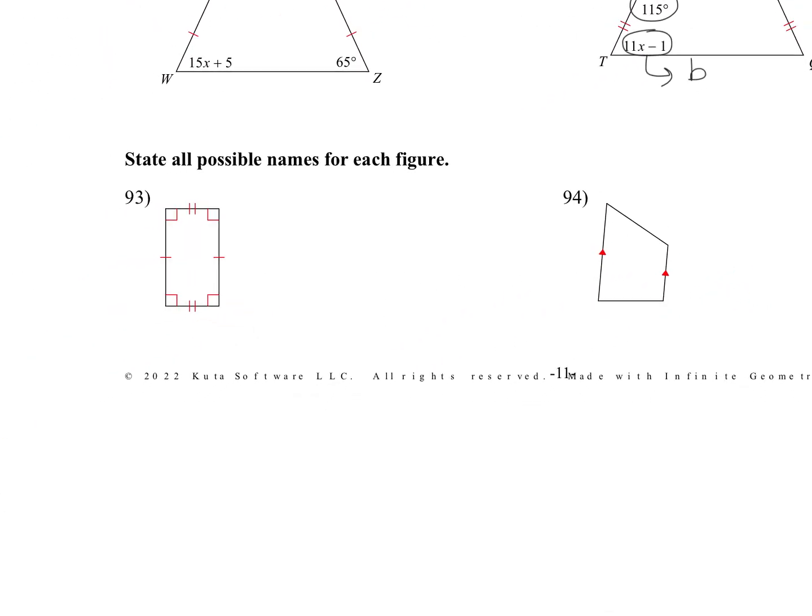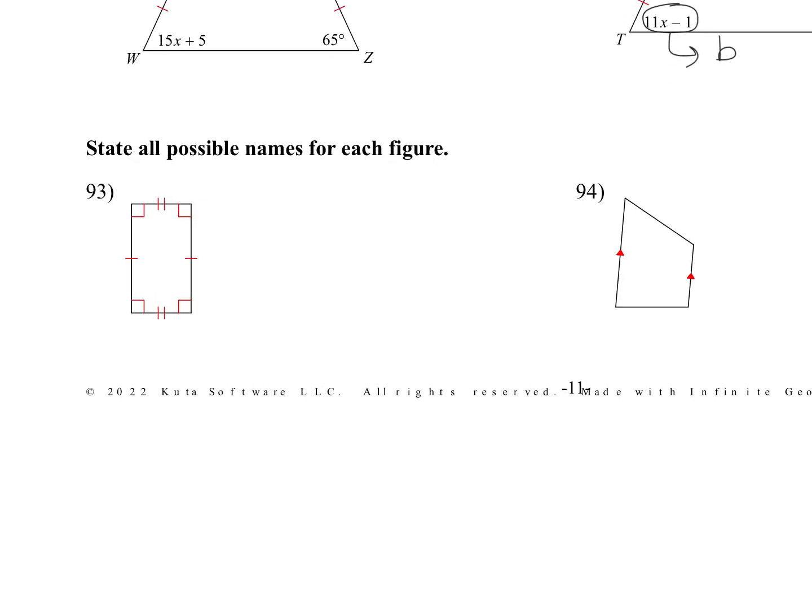On 93 and 94, these were the days when we were talking about rectangles, rhombuses, squares, quadrilaterals, trapezoids, all of those things. You need to pick the best name that describes this shape. What's the most precise name for this shape right here? Rectangle. Why a rectangle? All the angles are the same. There are 4 right angles, and then we have 2 pairs of congruent sides. What if all the sides were the same? What shape would it be? It would be a square.